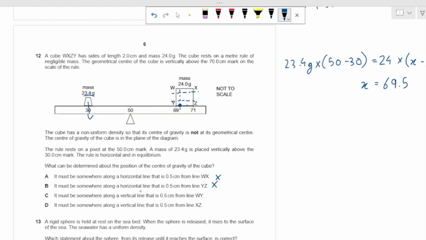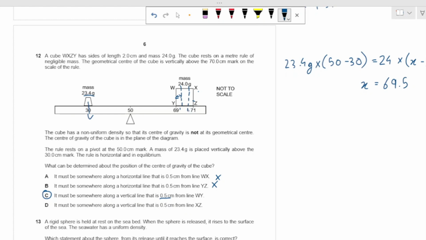It must be somewhere along a vertical line that is 0.5 centimeters from the line WY. If you look again, this is absolutely correct. 69.5 minus 69 is 0.5 centimeters. It is at some line which is 0.5 from WY. So this option is definitely correct. Option D, it must be somewhere along a vertical line from XZ. Again, that is wrong. They're measuring it from 71.